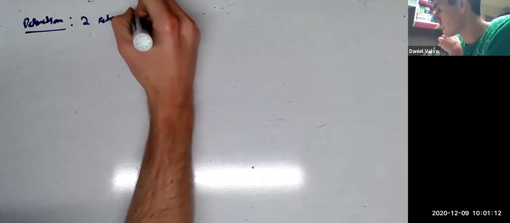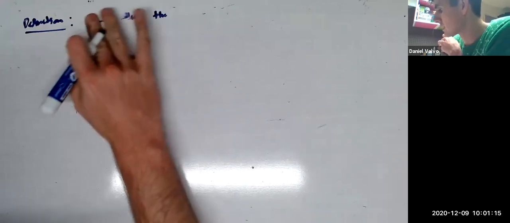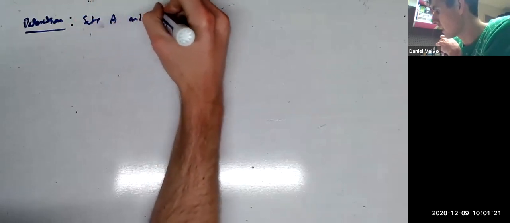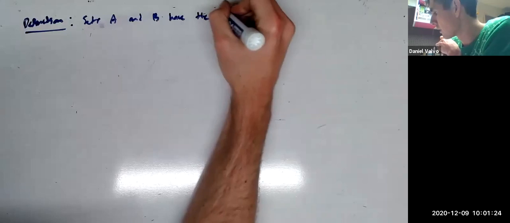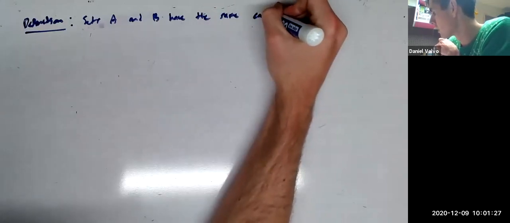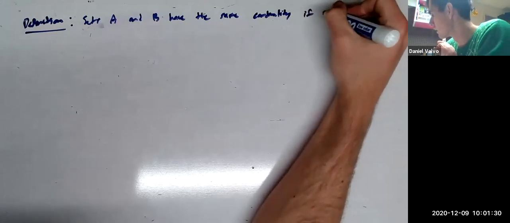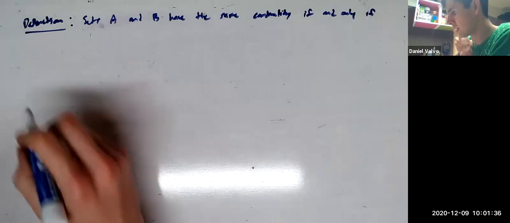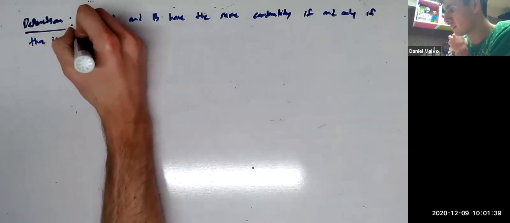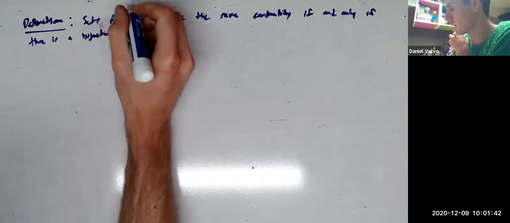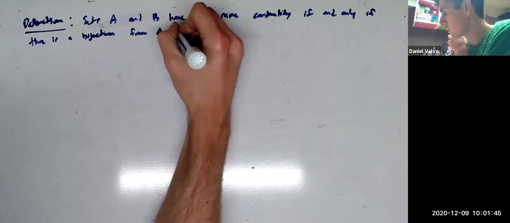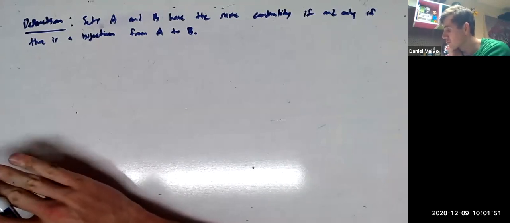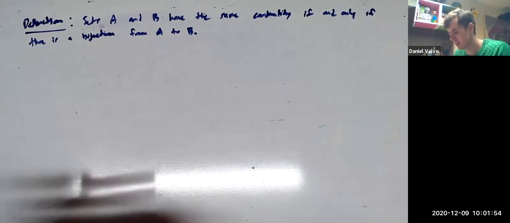Definition: two sets, A and B, have the same cardinality if and only if there is a bijection from A to B. Since A and B are the same cardinality if and only if there is a bijection from A to B.